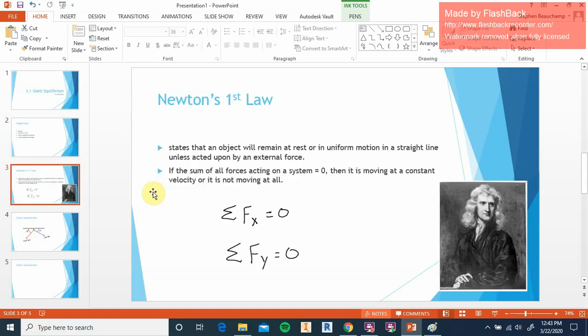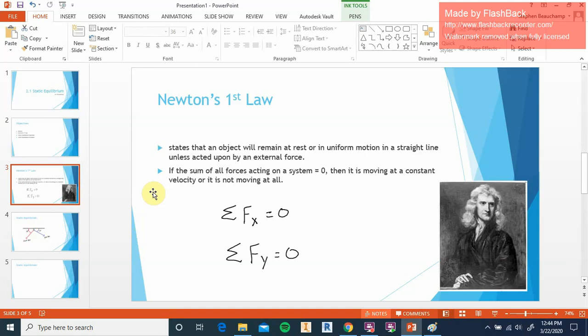So Newton's first law states that an object will remain at rest or in uniform motion in a straight line unless acted upon by an external force. If we wanted to relate that to the work that we've done around vectors, we've been able to take several vectors, pull out the x components, add those x components together to get a resultant force in x, and then the same thing for y. We would pull out all the y components, add them together, and get a resultant component for y, and then we could draw a new resultant vector.